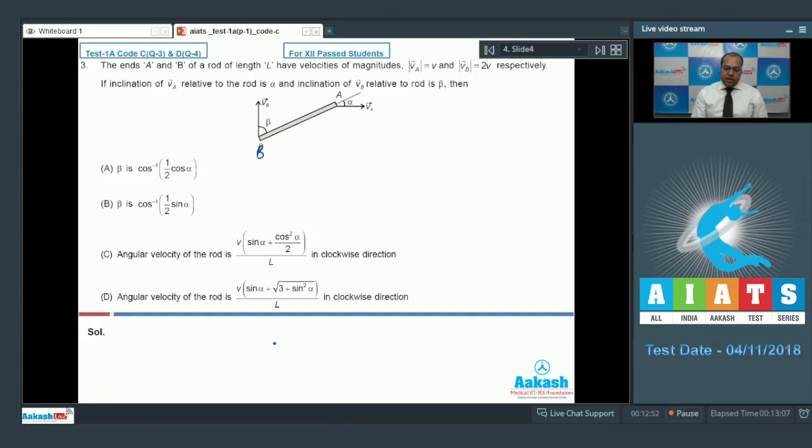So if I take the component of the velocity along the length of the rod, then we can equate them due to the constraint of the length of the rod. So I can say that VA, that is V cos alpha, is equal to VB, that is 2V cos beta. So from here I can calculate the value of beta, which is equal to cos inverse of cos alpha by 2. So option A is correct and B is wrong.